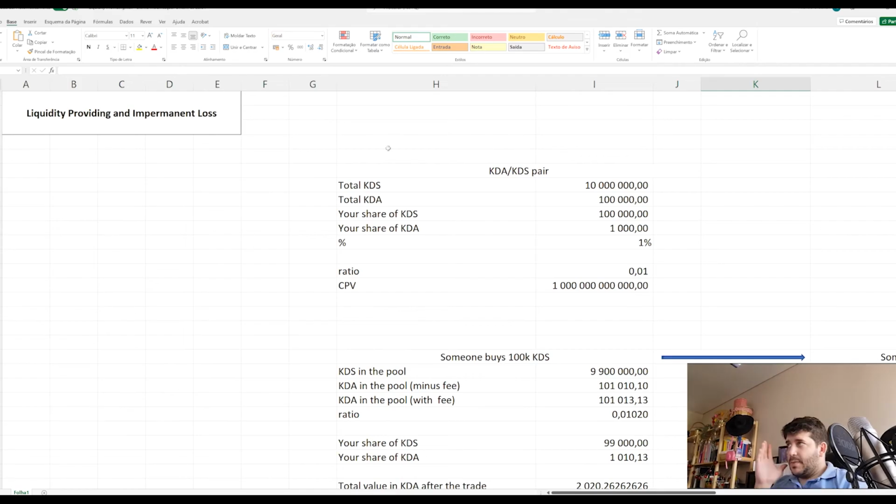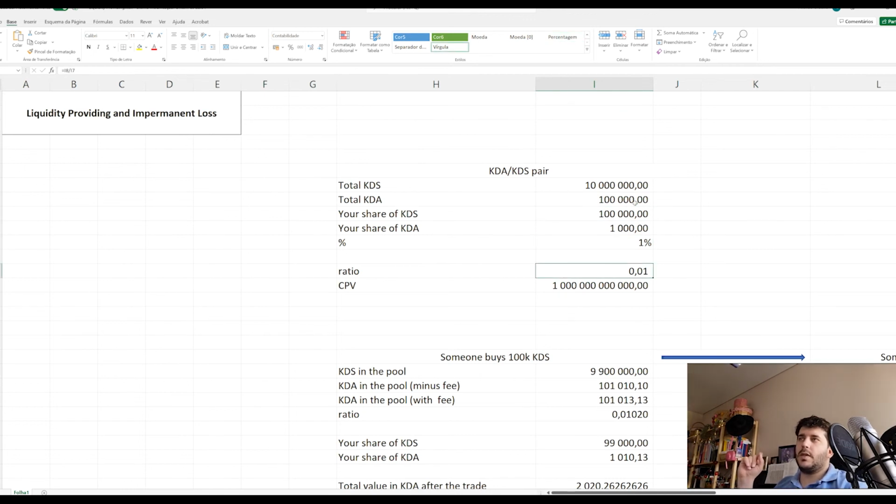Okay, let's imagine, I did this with raw numbers because it's a bit more confusing if we do it with the actual value. So let's say there is a pair with 10 million KDS, 100,000 KDA, and you offered 1% of that. You offer 100,000 KDS and 1,000 KDA. So you have 1% of the pool. What's the ratio inside the pool?